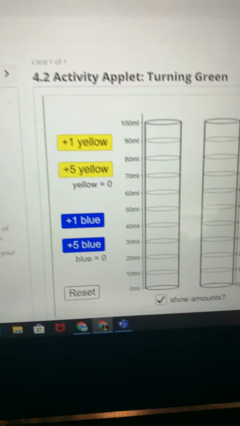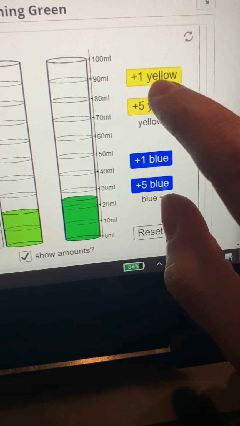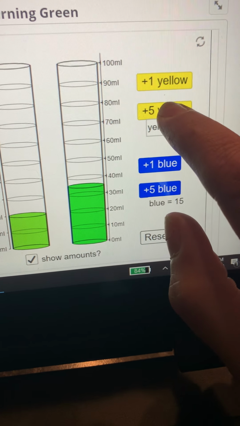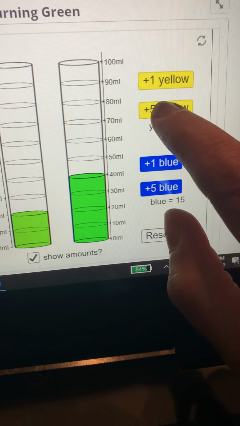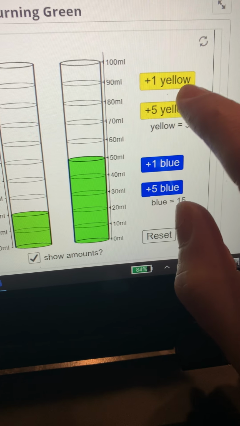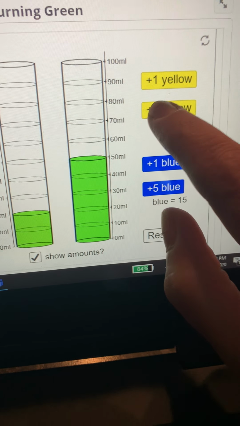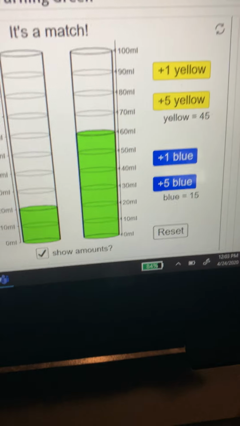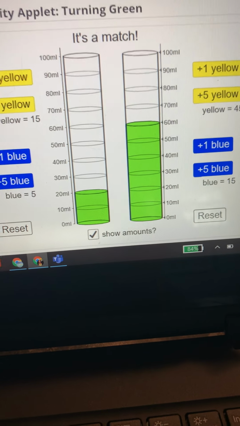So if I reset this and I said the first ratio was 5 to 15, then over here, if I'm going to triple it, I'm going to go 5, 10, 15, and over here I'm going to do 45, 5, 10, 15, 20, 25, 30, 35, 40, 45. So that would be tripled. The recipe is the same color green.